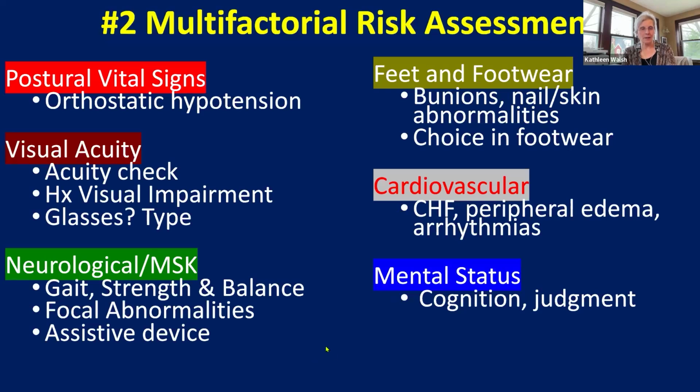We get orthostatic vital signs. We get a visual acuity. We test their strength, their gait. We watch them walk. We see how they use the assistive device. We look at their feet. We look at their shoes. We make sure cardiovascular-wise nothing new has happened. Many of our patients will come in and now they have a new acute AFib or paroxysmal AFib.